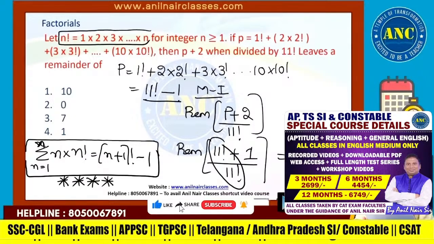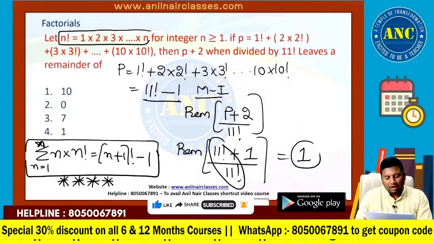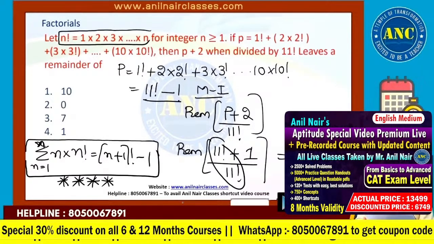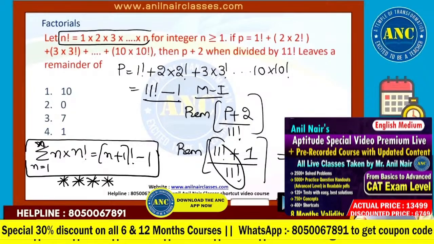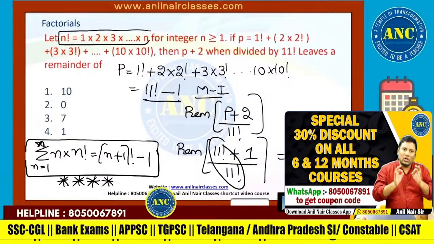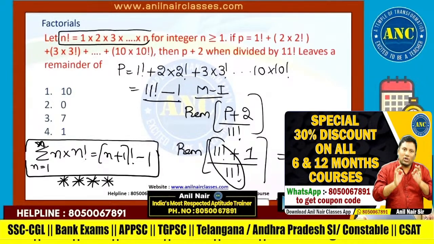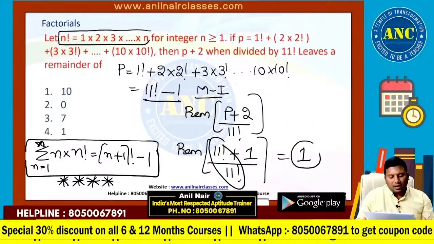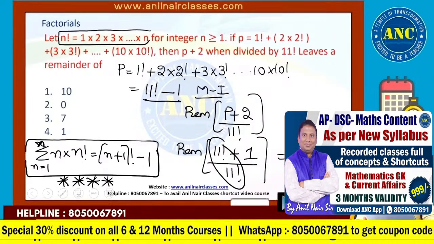4 divided by 3, remainder 1. 5 divided by 4, remainder 1. 11 factorial plus 1 divided by 11 factorial, remainder is 1. This is method 1. Method 1 is nothing but the usage of this concept, n plus 1 factorial minus 1.